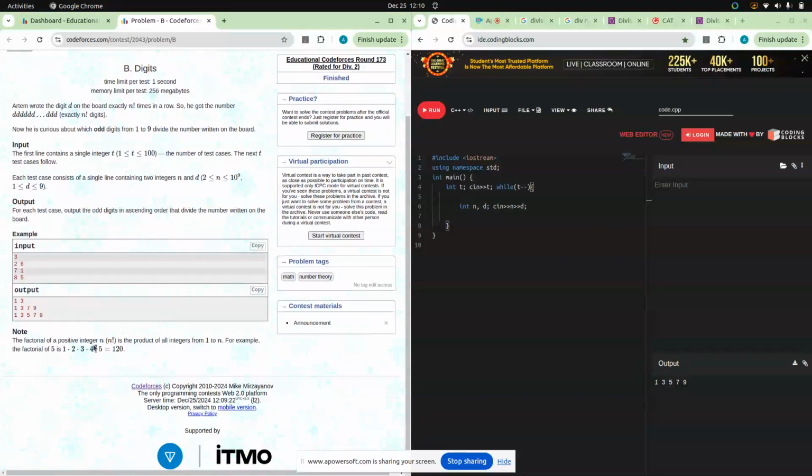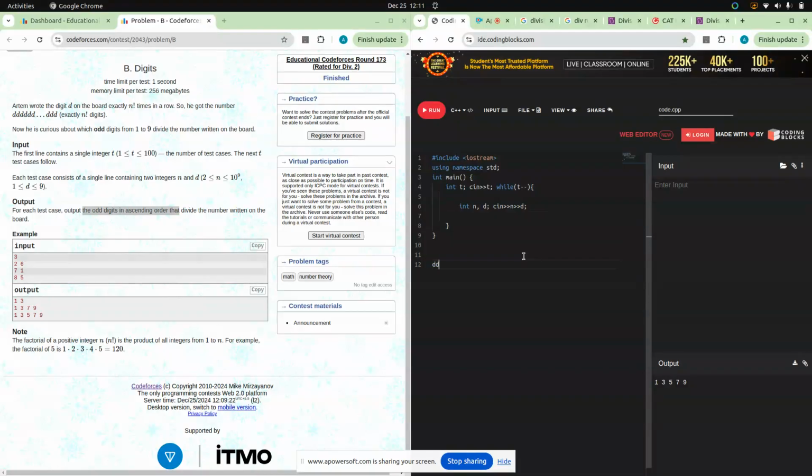Hope everybody knows what factorial is; look out for the description of factorial. When d is written factorial times, will that number be divisible by some numbers? What numbers? They have given 1, 3, 5, 7, 9. Every number is divisible by 1, so forget about that. Will that number be divisible by 3, 5, 7, and 9? They have asked it in a different format: all the odd digits in ascending order that divide the number. So you have to identify all the odd digits that divide this number, which is d written factorial times.